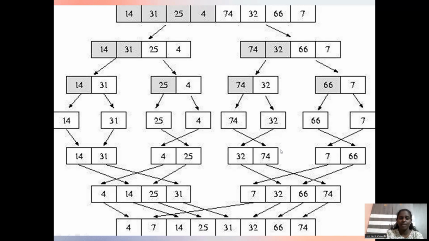And these subdivided merged ones will be totally merged, and after sorting this, the last one will be 4, 7, 14, 25, 31, 32, 66 and 74, which is sorted in ascending order. And this finishes the merge sort.